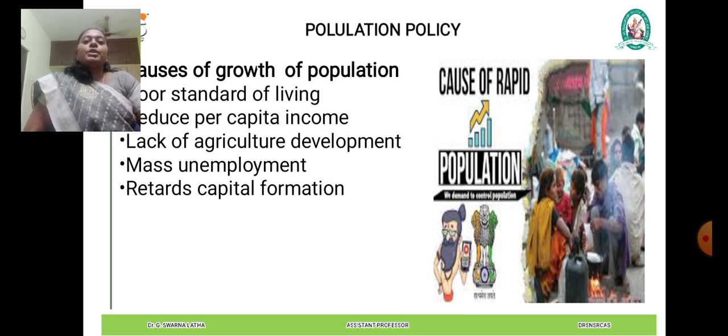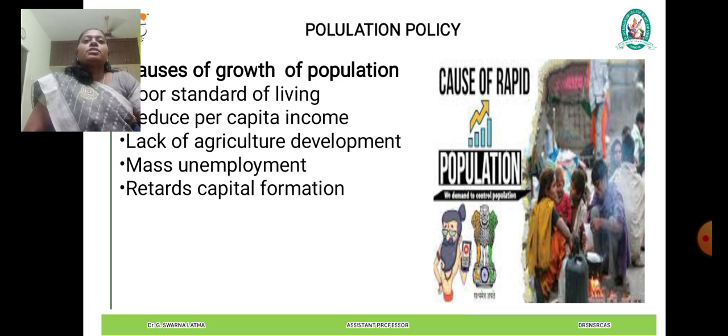Next point is reduced per capita income. The growth of population in underdeveloped and developing countries will retard the per capita income in many ways. It increases the pressure of population on land and reduces the productivity of land. Increase in population leads to a rise in the cost of consumption goods because of their scarcity, as cooperant factors will not be elastic to increase their supplies.